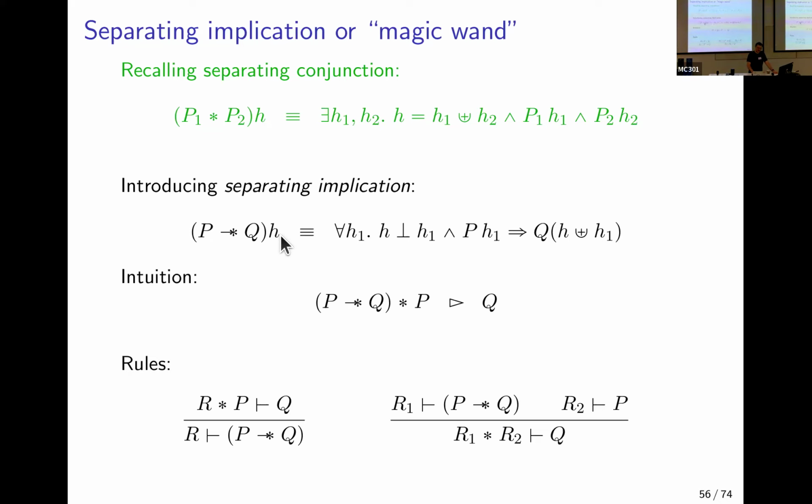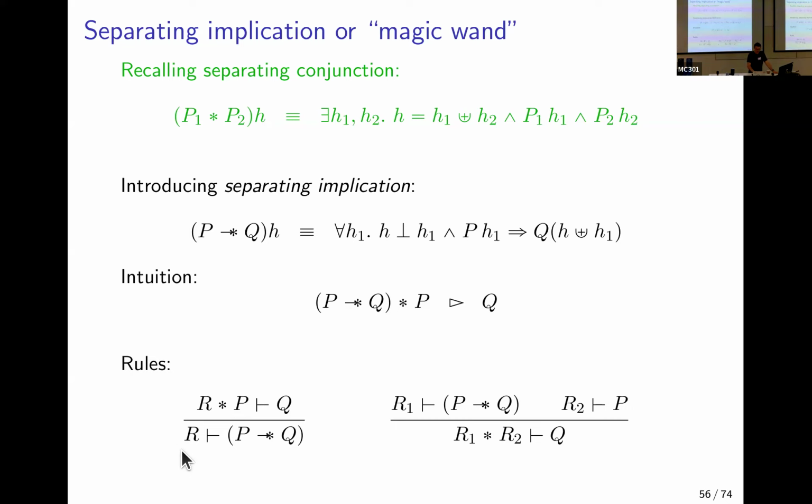It holds for H if for every H1 that is disjoint from H, P of H1 implies Q of H disjoint union H1. So the intuition is that when you combine P implies Q and P, it gives you back Q. That's why it's called separating implication, because it's the counterpart of the separating conjunction.